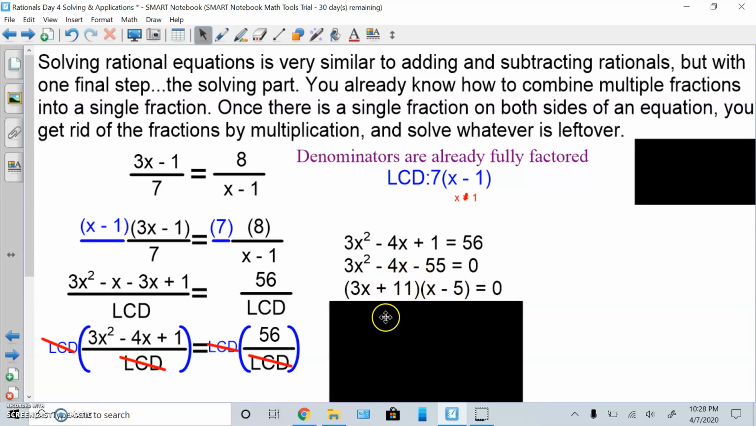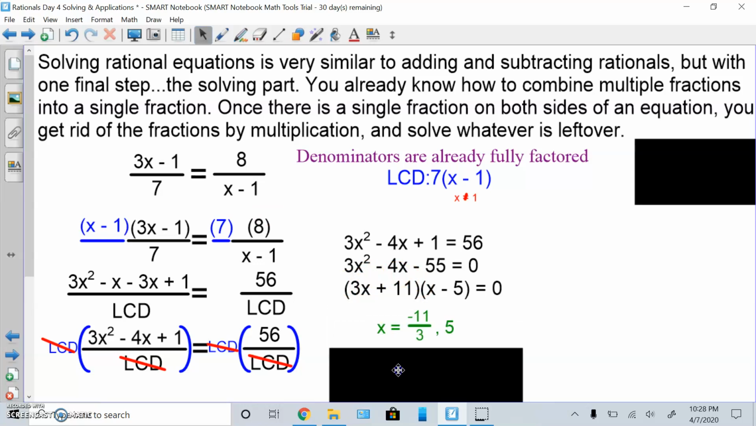Once you have it factored, each factor equals 0. So to solve 3x plus 11 equals 0, you subtract 11 on both sides, then divide by 3. It's negative 11 over 3, and then to solve this one, you just add 5 on both sides, you get positive 5. Before you box in this answer, you have to check, are any of these in the restrictions? If it is, you have to cross it out. But these are not in the restrictions, so both of those are the answer.